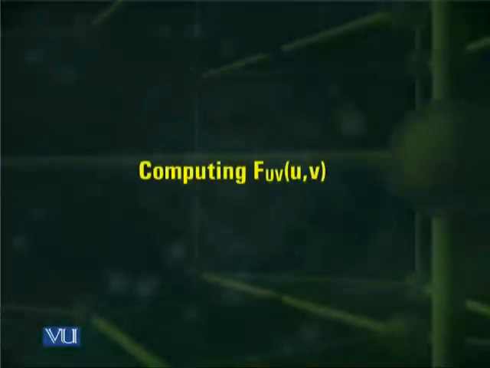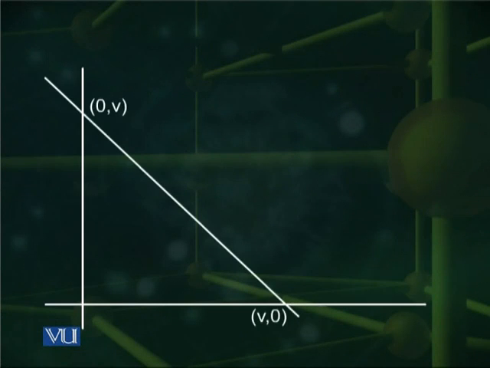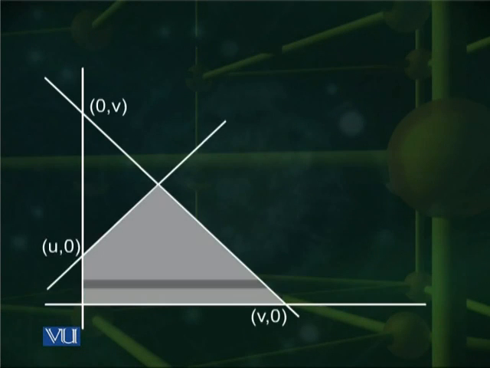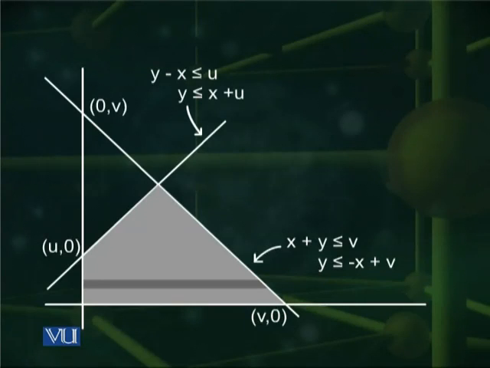If u is a positive number, then the line crosses the y-axis at some positive value of y, because the line is y is equal to x plus u, and u is the y-intercept. Then the region which represents this CDF is bounded from below by the x-axis, from the left by the y-axis, from the top left by this line y is equal to x plus u, and from the right and above by this line y is equal to minus x plus v.